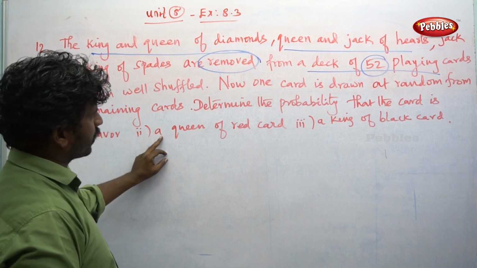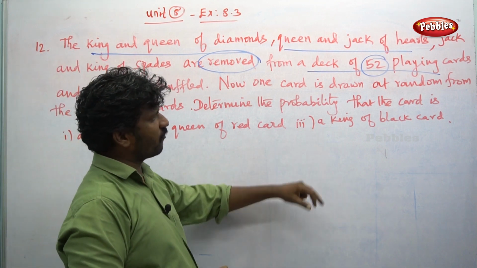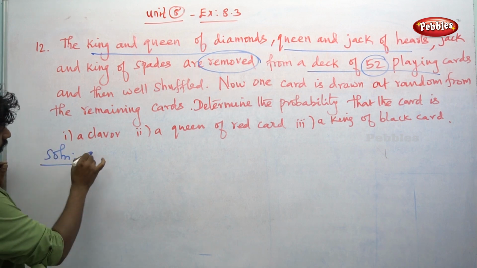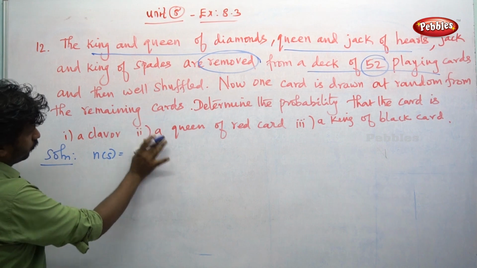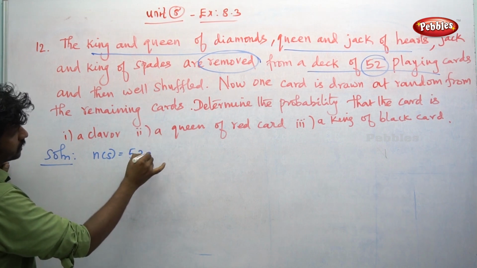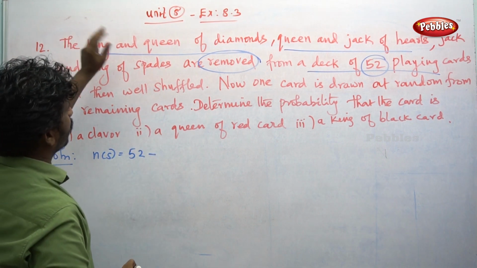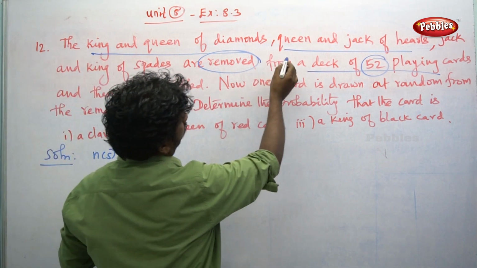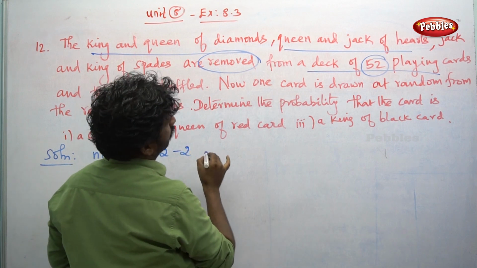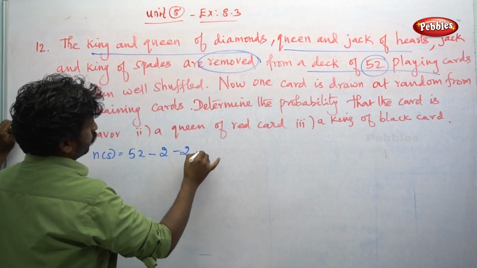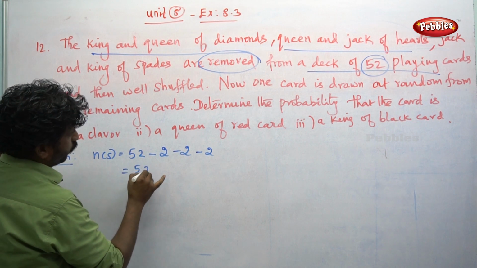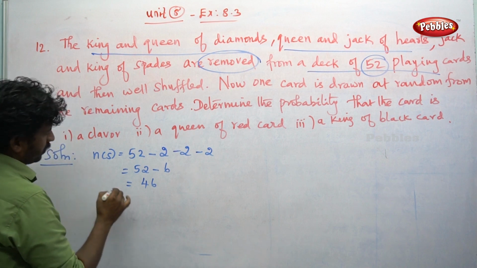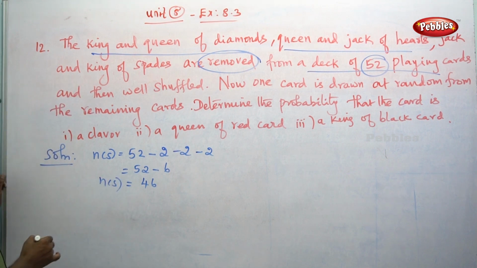Second one, a queen of a red card, third, a king of black card, right? So the solution, look, first I write n of S. The n of S is equal to what? The 52 cards minus, look, they have asked to remove all these: king and queen, so here 2, then queen and jack again 2, and jack and king here 2. In total how many cards? 52 minus 6 cards subtracted, totally 46. So here n of S is 46.